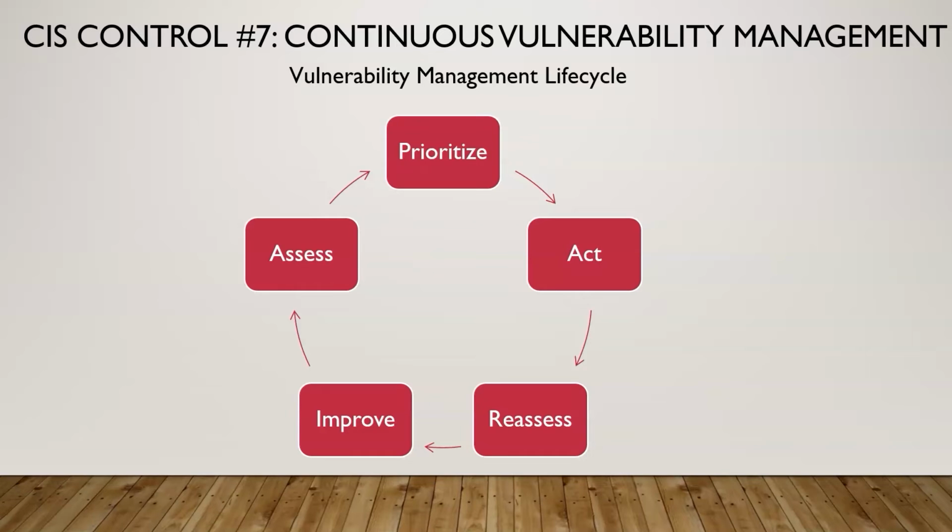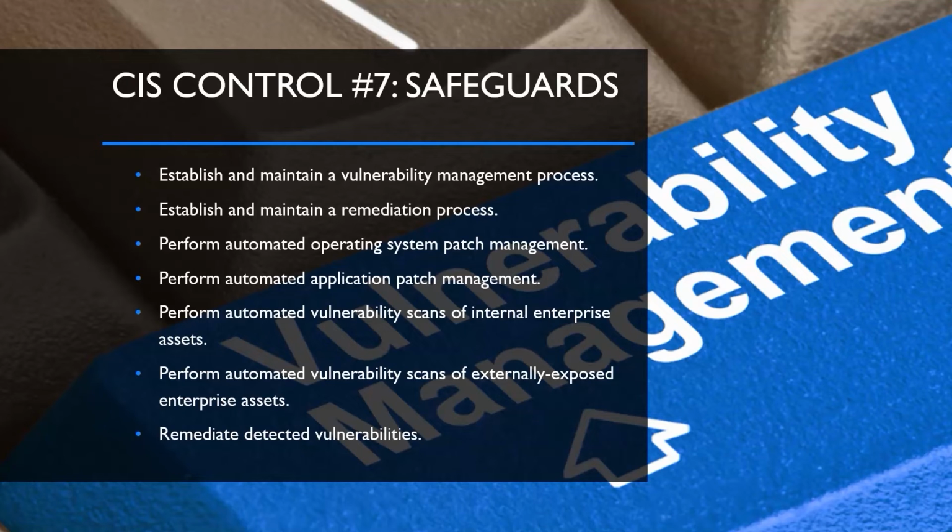So basically, it's a continuous process of assessing for vulnerabilities, prioritizing them, remediating, et cetera, and just continuing that cycle. And making sure that's automated as much as possible because, again, you have other things to do in your day. So vulnerability management could eat up a ton of your time. And the more you can automate things, the better off you're going to be. Now, safeguards for control number 7 here, establishing and maintaining the vulnerability management process.